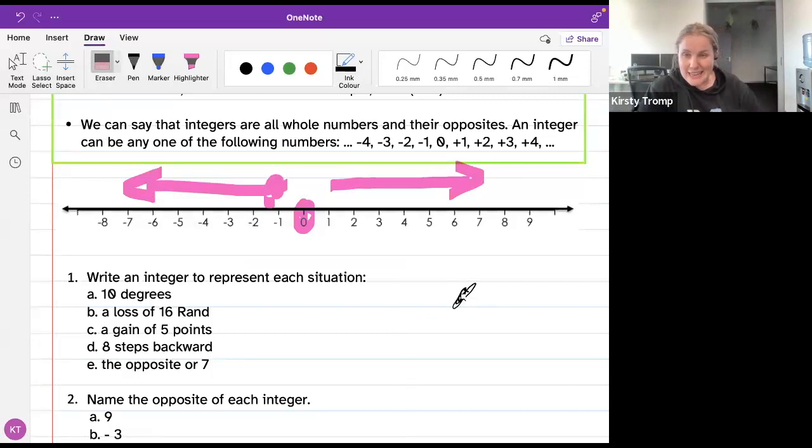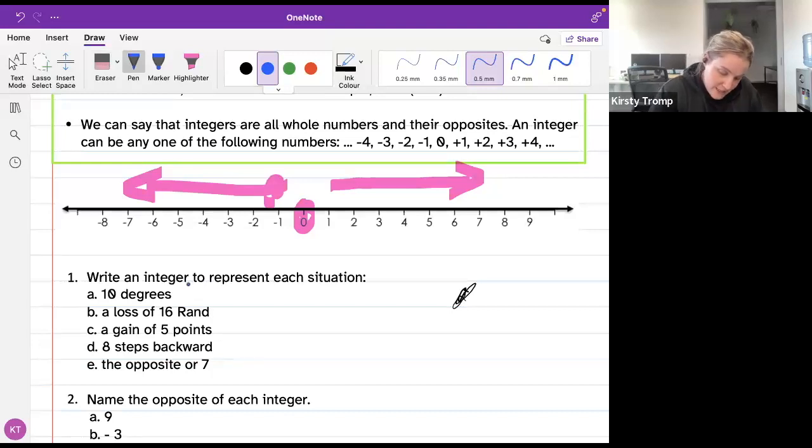Write an integer to represent each situation. A: 10 degrees. In the chat, who can tell me, is 10 degrees going to be a plus or a minus? A plus. Good. Well done, guys. So if I had to write 10 degrees, I'm going to say 10, and I'm going to put my degree sign. Very nice. It's a plus.